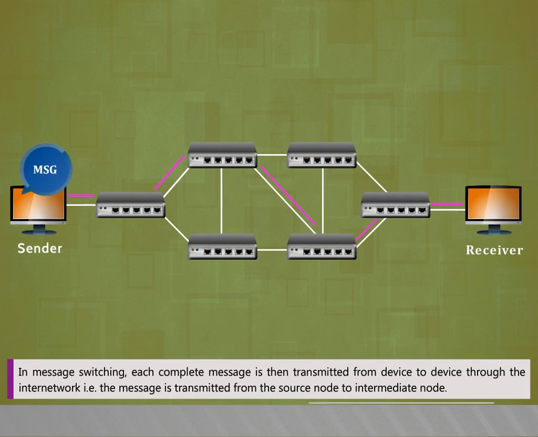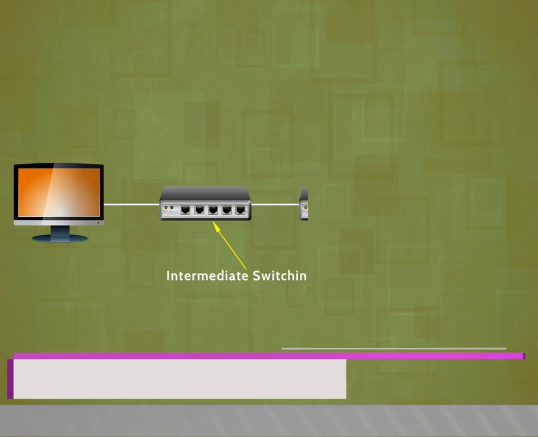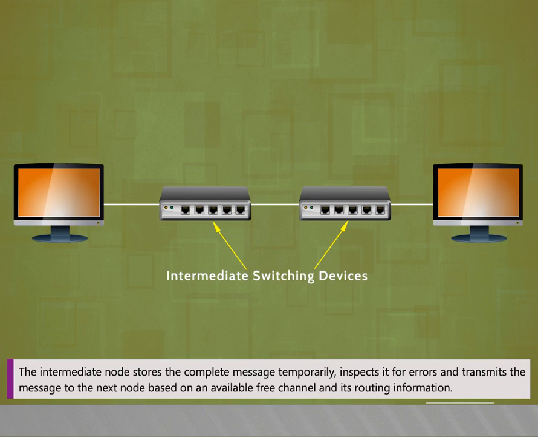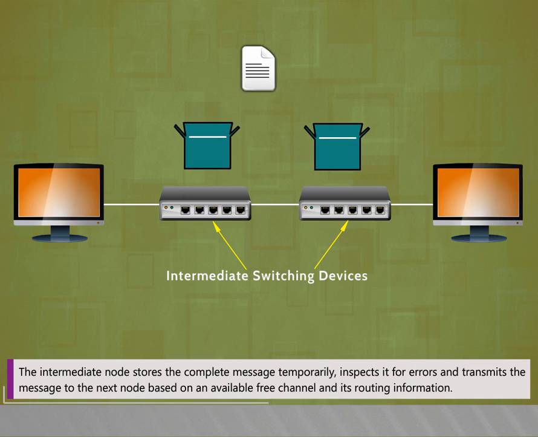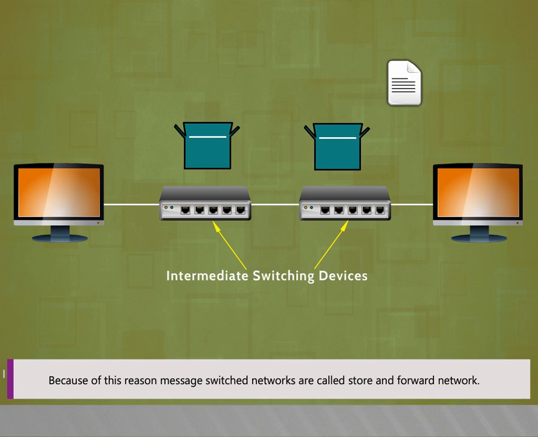In message switching, each complete message is then transmitted from device to device through the internetwork, that is, the message is transmitted from the source node to an intermediate node. The intermediate node stores the complete message temporarily, inspects it for errors, and transmits the message to the next node based on an available free channel and its routing information. Because of this, message switched networks are called store and forward networks.